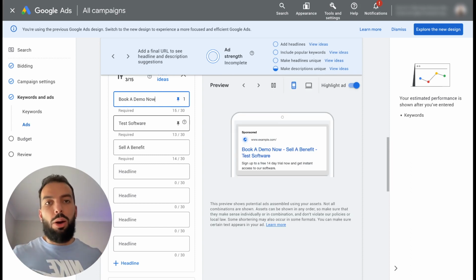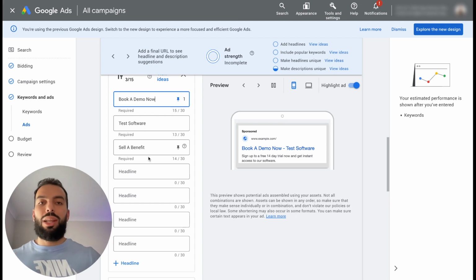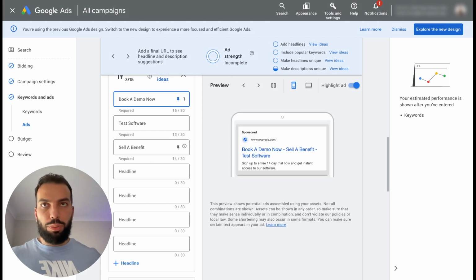So book a demo now would be, let's say, your first call to action. Same thing, pin it to headline one to make sure it's the first thing that people read when they see your Google ad. Now, what you'd want to test that against is, instead of mentioning book a demo now or book a free demo or whatever it is at the moment, you want to change the wording to, I guess, show them how that could benefit them.